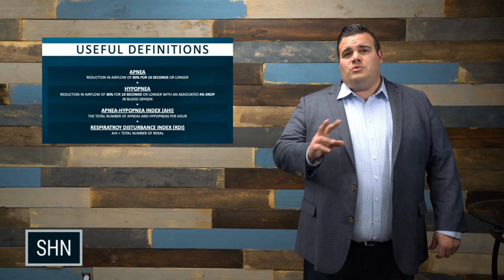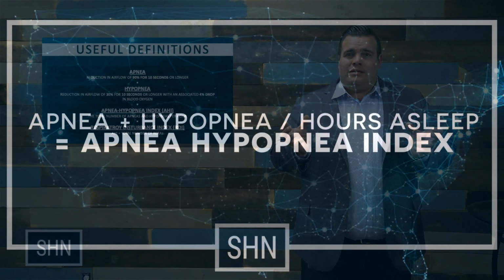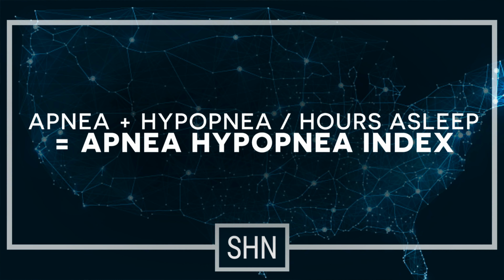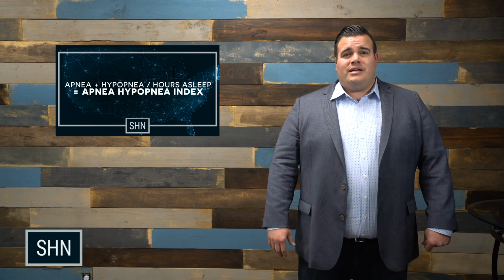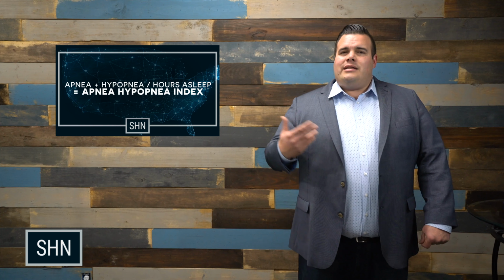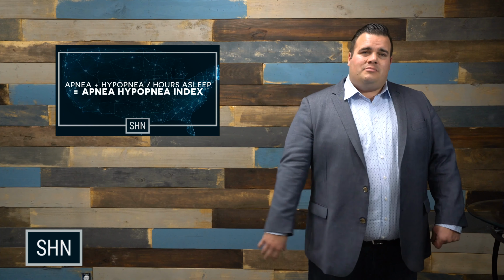So those two types of events combined, full apnea and partial apnea, in a sleep study, we're going to add those two events together and then divide them by the number of hours that we've slept. That gives us our apnea-hypopnea index, or what a doctor probably talked to you about as AHI. Index just means that number of events per hour in the sleep test.